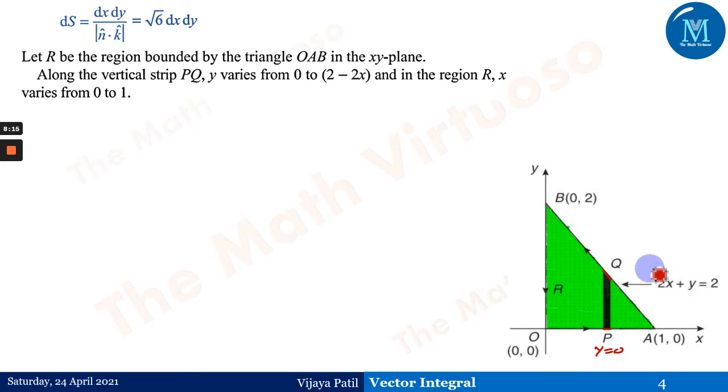That means it is nothing but 2x plus y equals 2, that is y equals 2 minus 2x. So y will move from 0 to 2 minus 2x, and x will move from 0 to 1 in this particular area.